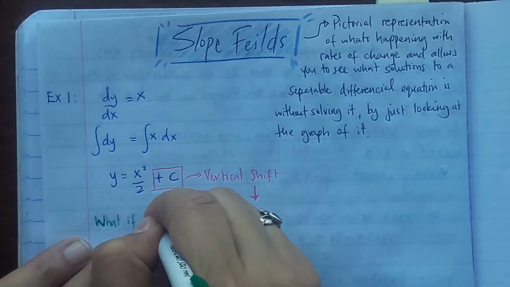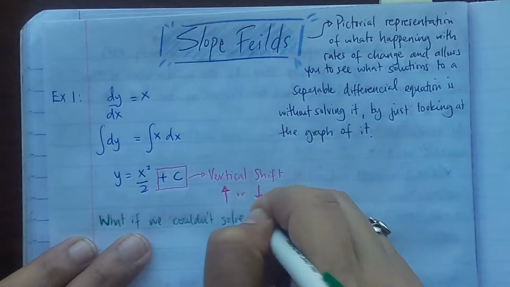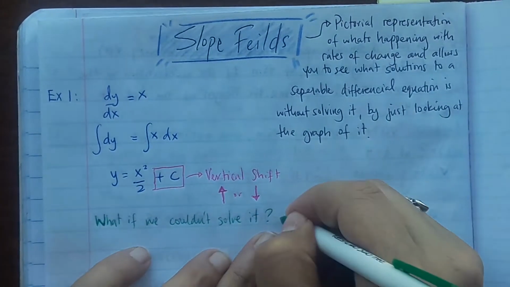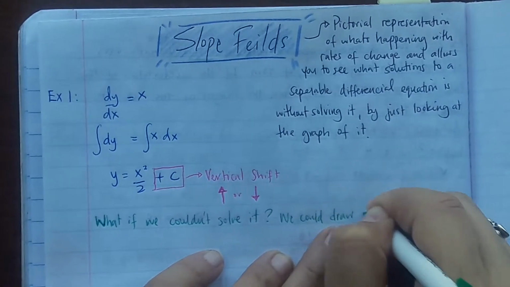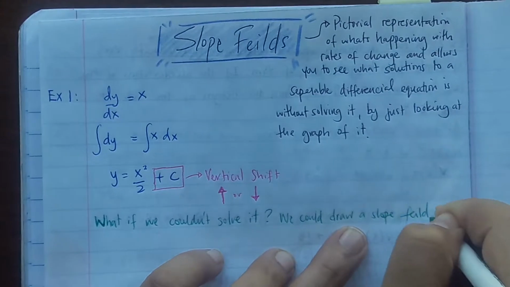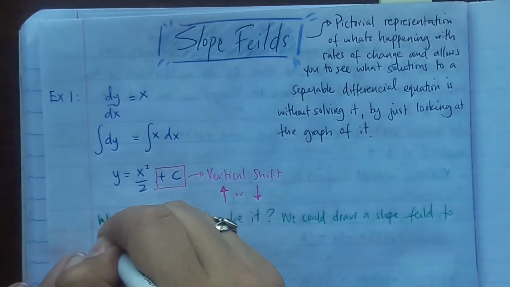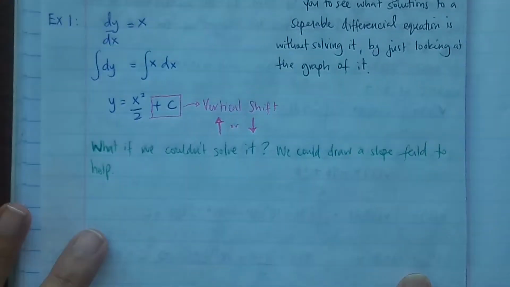Well, what if we couldn't solve it? This is where slope fields come in. We could draw a slope field to help us solve it. So if it wasn't a separable differential equation, we would use slope fields in order to solve it.